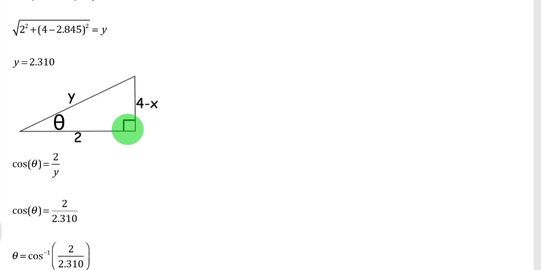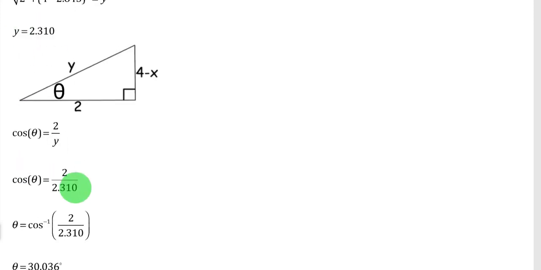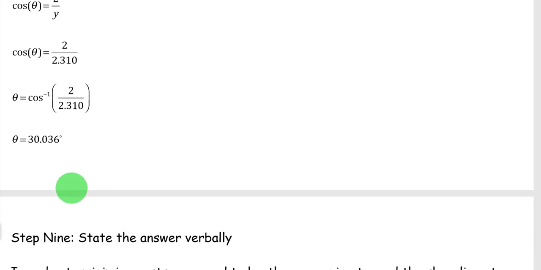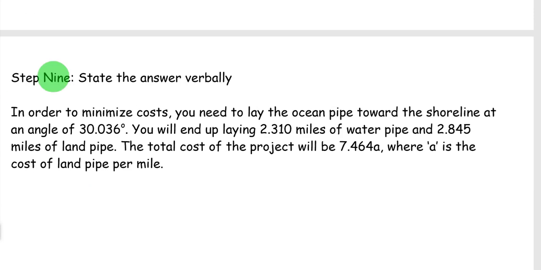If you go back and read the question, it also says to figure out this angle. So at what angle are you going to basically lay the pipe in relation to the shoreline? Well, we can set this equation up using cosine. Cosine is adjacent over hypotenuse, so it'll be cosine of theta equals 2 over y. Since we know y is 2.310, it'll be cosine inverse of that. Now we did round. I'm pretty sure that if we didn't round, you would get exactly 30 degrees back. But anyway, to get theta by itself, you would take the cosine inverse of both sides. Okay, so that's it. Now we can just read the answer.